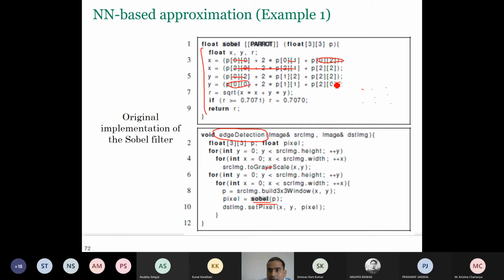2 1, 0 1, 2 0, this is already come, and 2 2, so this is already come. And 1 1 2 and 1 1. Okay, so we don't have 1 0, right? So we have 8 distinct pixels here: 1, 2, 3, 4, 5, 6, 7 and 8. Okay, 8 different pixels are there.